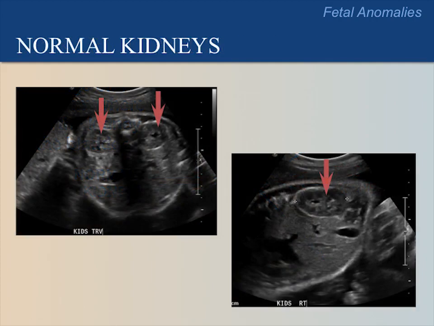Here we show how normal kidneys appear on ultrasound, indicated by the red arrows. The top image is transverse, and the lower image is sagittal. Can you identify the urine in the kidneys? Please pause the video now to give participants time to identify urine in the kidneys.